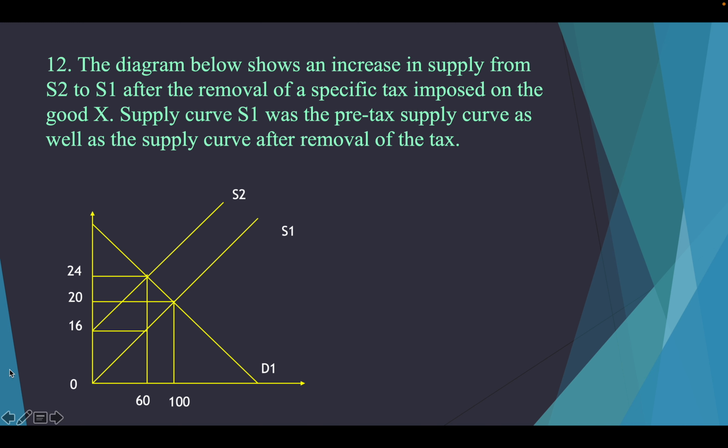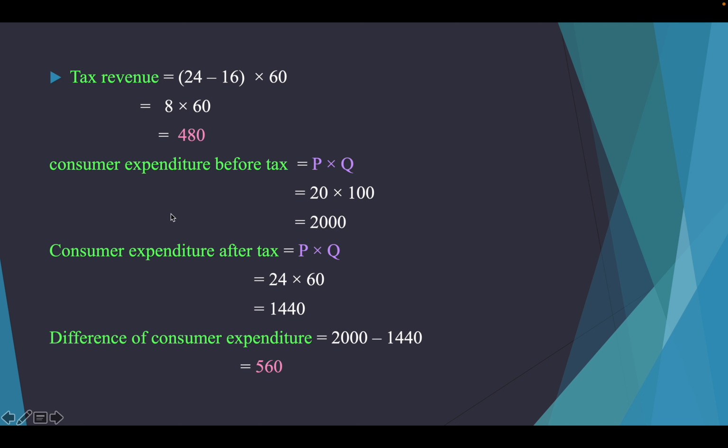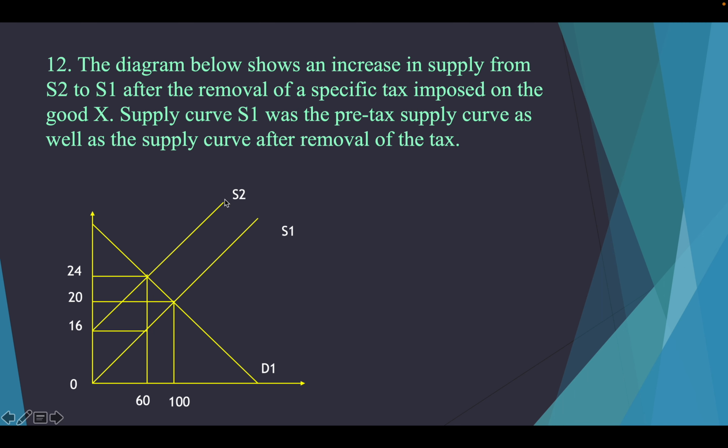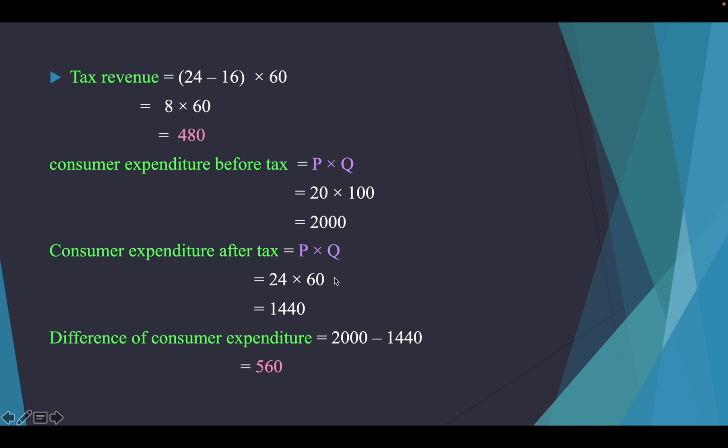The consumer's expenditure: we are going to find the price you pay and also the quantity you are going to purchase. Here the consumer's expenditure before tax is 20 times 100, which is 2000. Then after the tax, your equilibrium price is 24 and the quantity is 60, P times Q, that is 1440, the consumer expenditure after tax. The difference is 560.